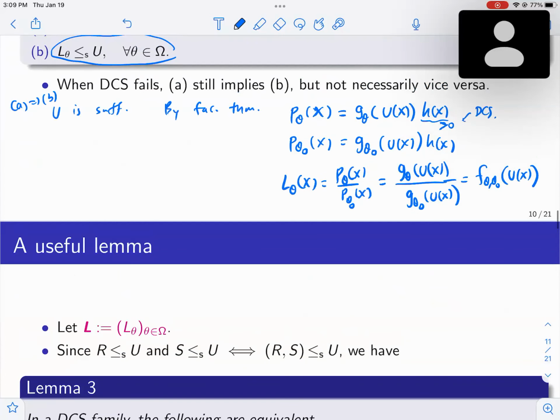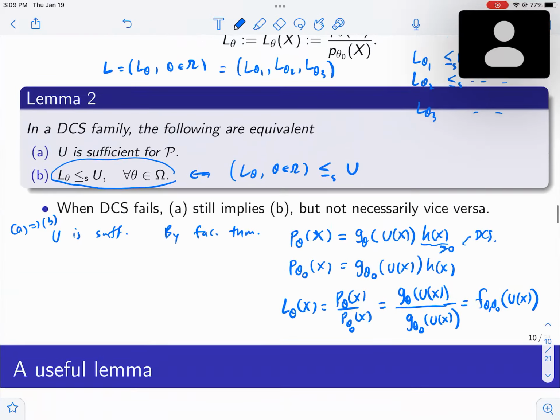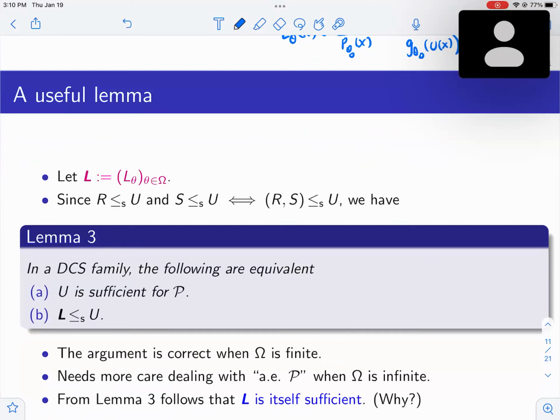What I'm saying is that I can replace this with L theta, theta in Omega is less. This is another way of arguing it. So this is equivalent to saying that the entire function is less than or equal to U because of this fact. And now I can just take U to be this. So this itself is a function of itself, so it's going to be sufficient. But the argument that I did above is good enough.